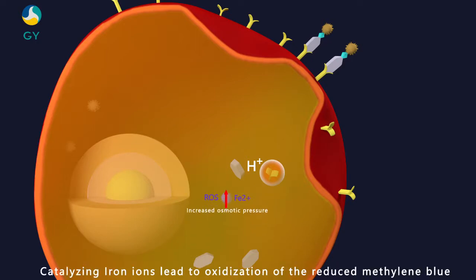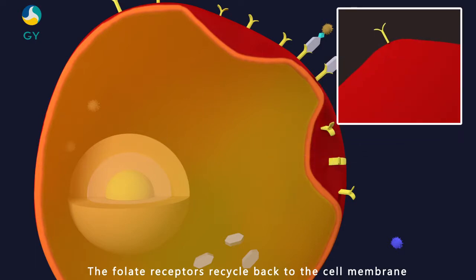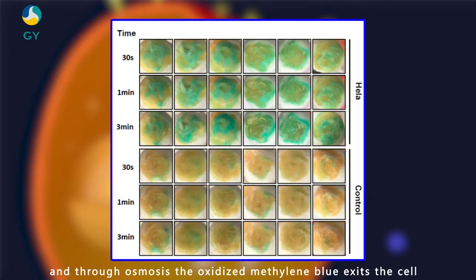Catalyzing iron ions lead to the oxidation of the reduced methylene blue. The folate receptors recycle back to the cell membrane, and through osmosis, the oxidized methylene blue exits the cell, providing a visibly detectable result by way of color change.